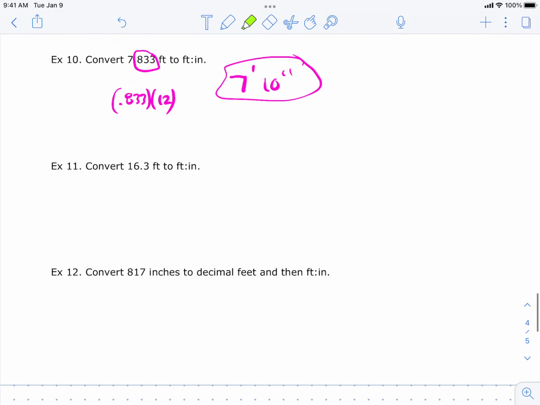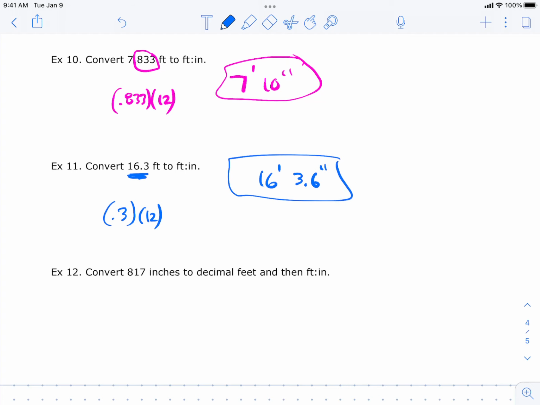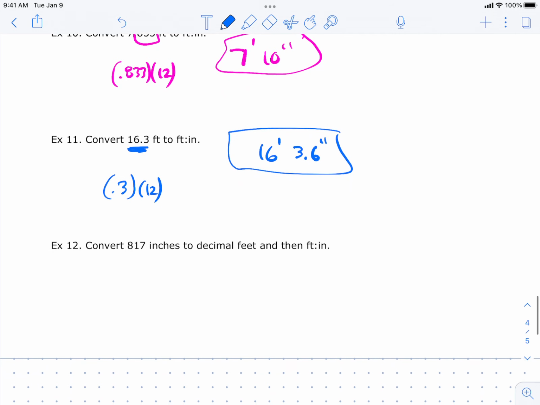Looks like we've got 2 more to go here. 16.3 feet to feet and inches. Why don't you try these two yourself real quick? See if you can get them. Pause. Come back. Okay, 16.3 feet is definitely going to be 16 feet and then some inches. How many inches? Well, it's 0.3 times the 12 inch total. That comes out to 3.6 inches. So 16 feet and 3.6 inches. Okay.